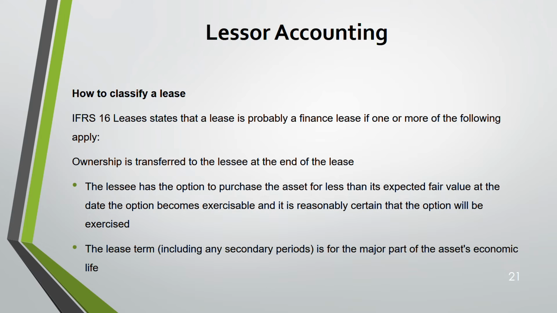Number two, the lease term. The lease term should be for the major part of the asset's economic life, including any secondary period. What is the secondary period? Sometimes what happens is the lessor is giving it on lease to the lessee, and the lessee is further giving it to someone else, subleased. So that period is also included. That secondary period is also included in that lease term when you're taking the major part of the asset's economic life. We'll do a question to understand these points.